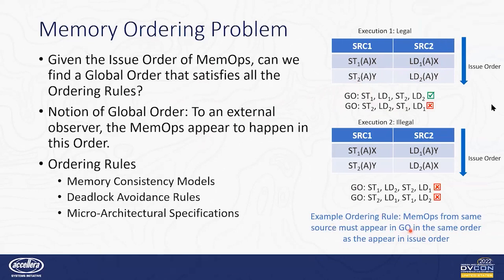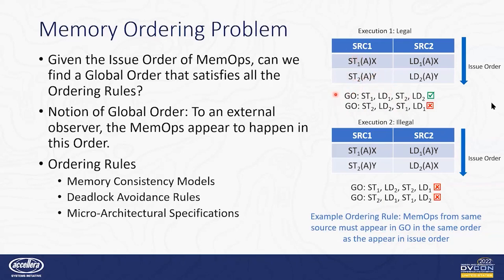Now let us suppose there is an ordering rule which says memops from the same source must appear in global order in the same order as they appear in the issue order. So if this rule has to be obeyed, then you can see that the second global order does not obey that, because in the second global order, store 2 is ordered before store 1, whereas in the issue order, store 2 is ordered after store 1.